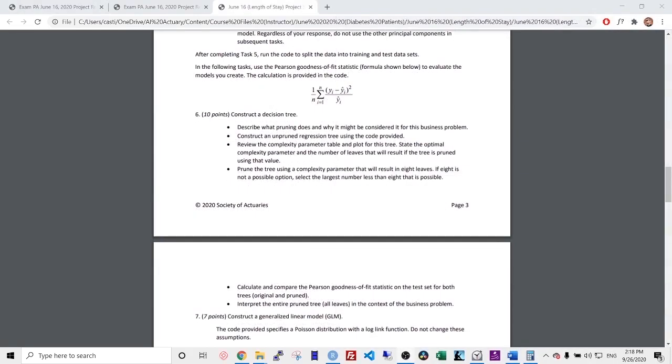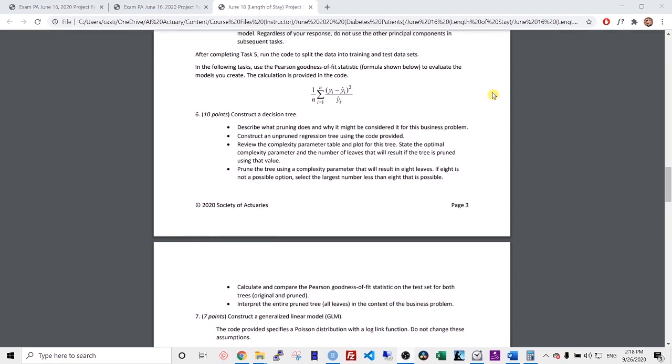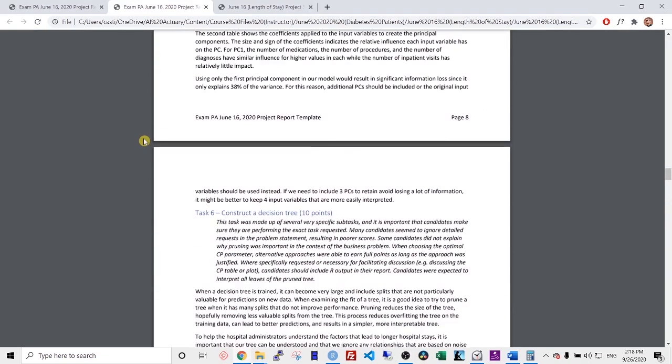Task 6 was an exercise in following very detailed instructions. There were 6 very specific tasks, and even as I was completing this video, it was quite easy to deviate from doing what they were asking to do. The SOA's solution says that this task was made up of several very specific subtasks, and it is important that candidates make sure they are performing the exact task requested. Many candidates seem to ignore detailed requests in the problem statement, myself included, resulting in poorer scores.